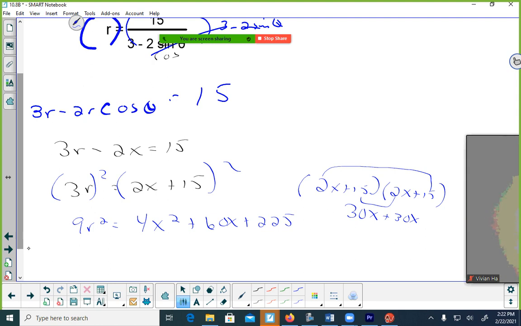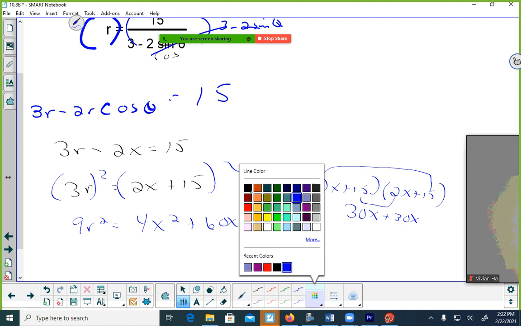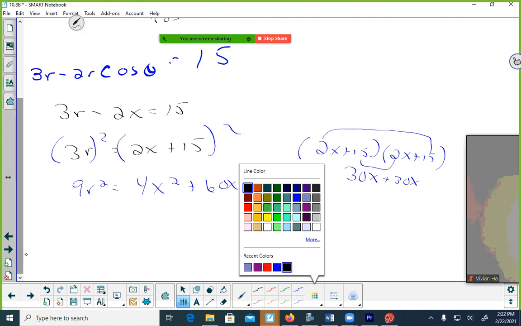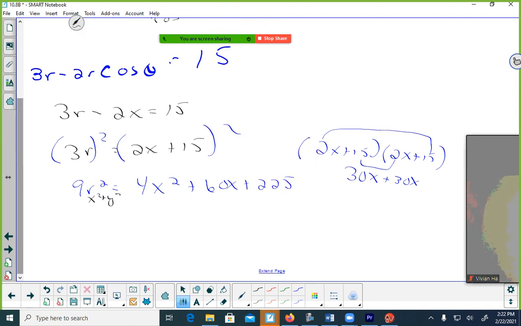Now, what am I going to replace this r squared with, Cole? X, so this is going to be x squared plus y squared. So I'm going to distribute that 9 while I'm at it. So I'm going to have 9x squared plus 9y squared. And can I bring the x's over at the same time? I'm going to take that as a yes. I feel like I'm going really, really fast. I am. You can play me back later and slow me down.